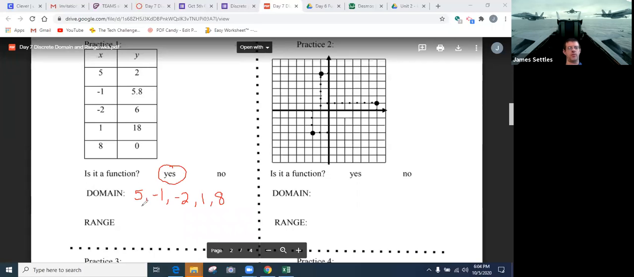And then the range is the y's. So 2, 5, 8, 6, 18, and 0.